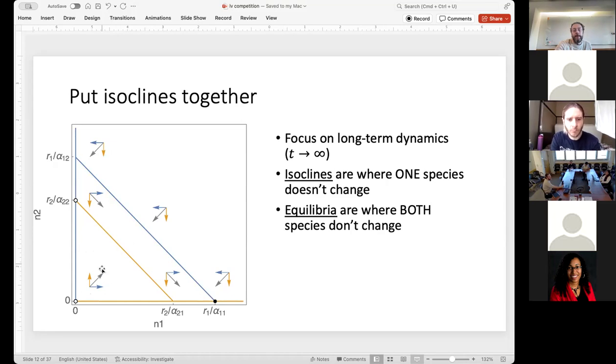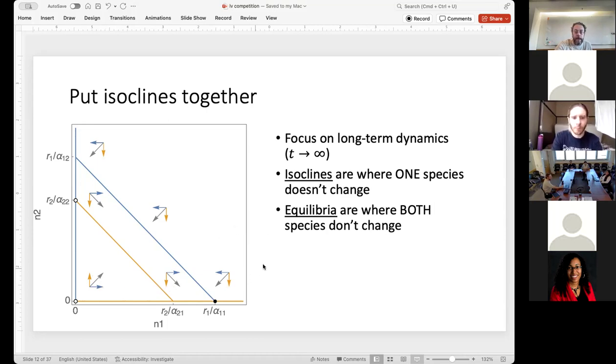In any given region of this phase plane, within some isoclines, all the points are going to go in basically the same direction. So every point in this lower triangle is going to go to the upper right. Every point in this strip in the middle is going to go down to the right, and so on.